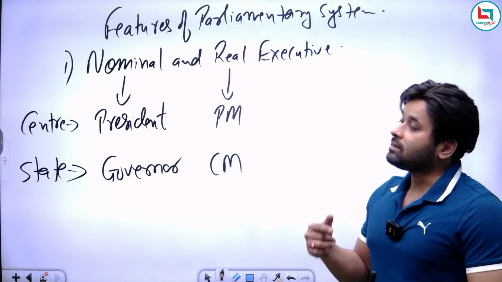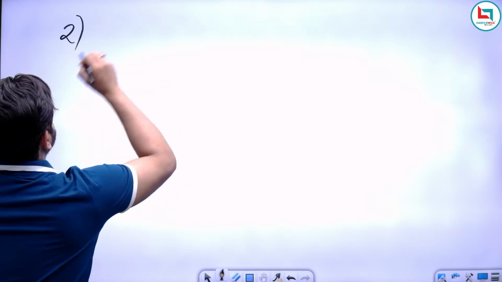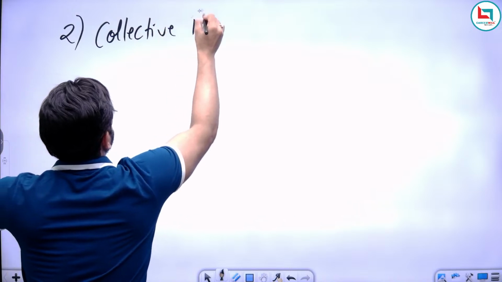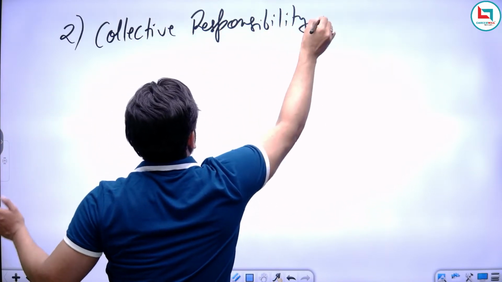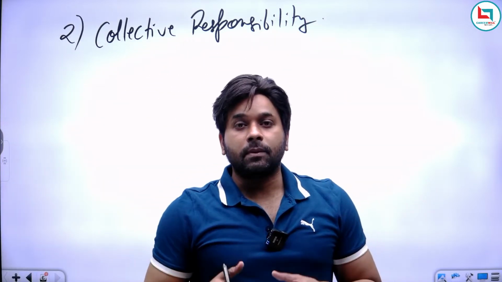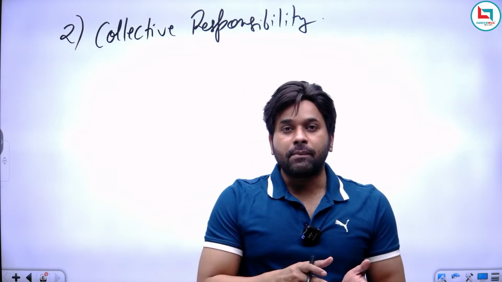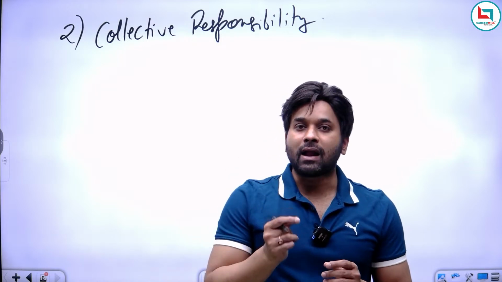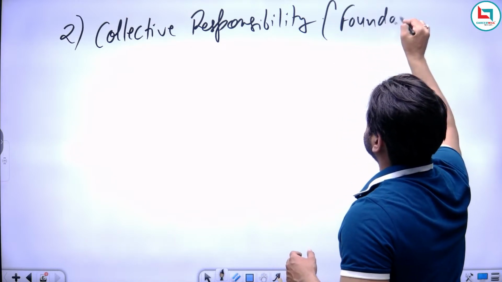Now let us check the second feature. What is the second feature? The second feature is collective responsibility. Remember this point, collective responsibility is the foundation of the parliamentary system. We all know the main difference between parliamentary and presidential was responsibility. So collective responsibility is the foundation of the parliamentary system. We can also write this in brackets, that this is the foundation of the parliamentary system.